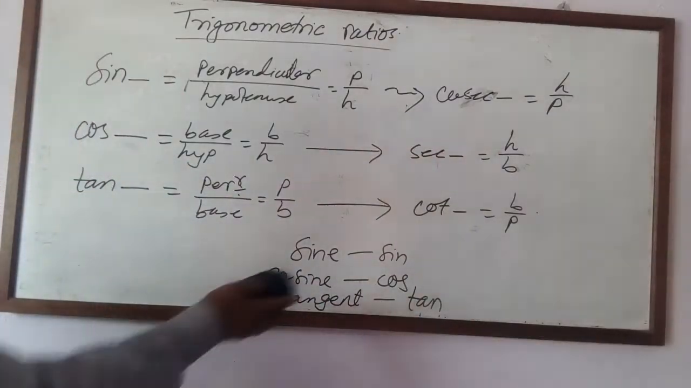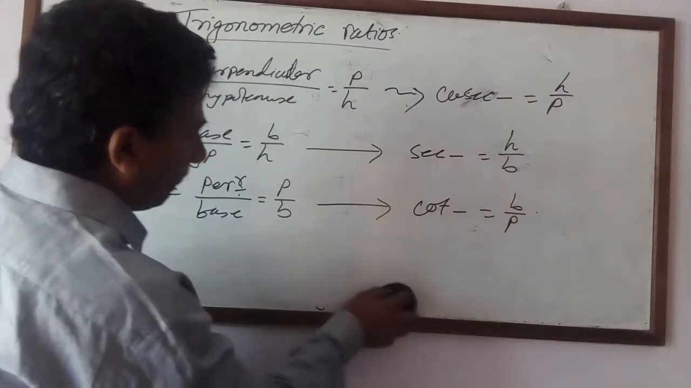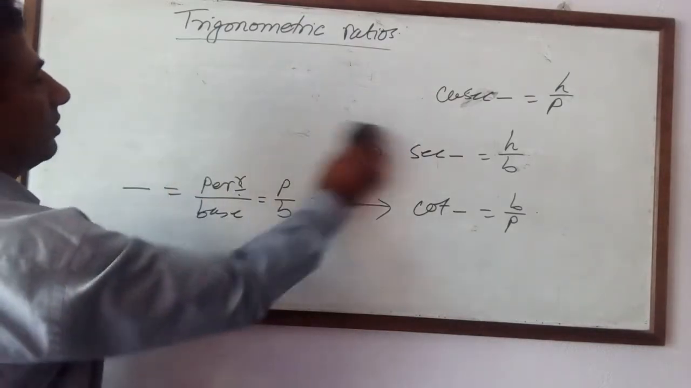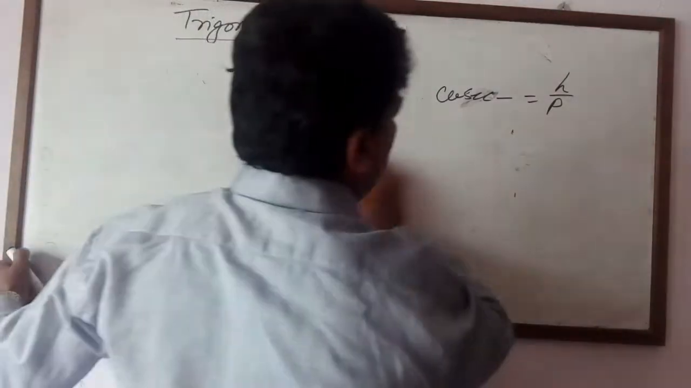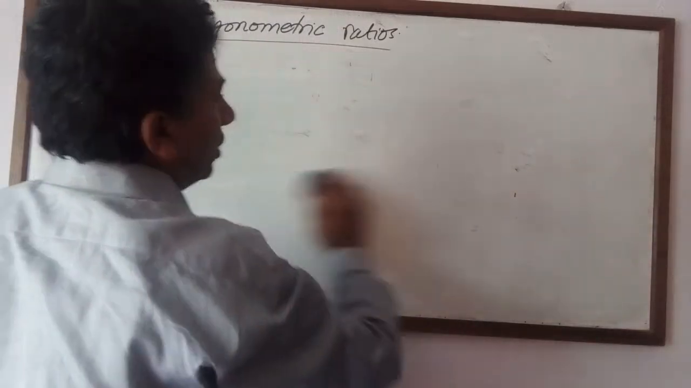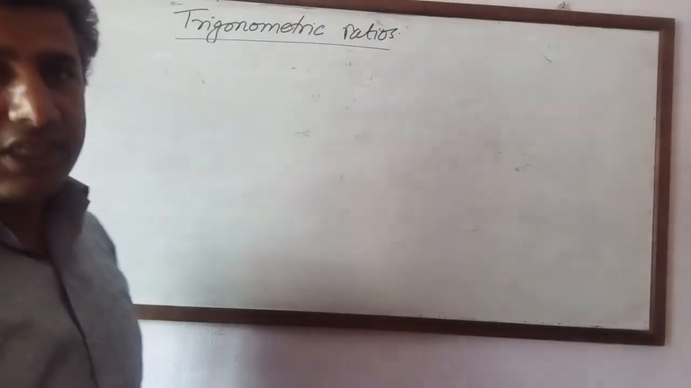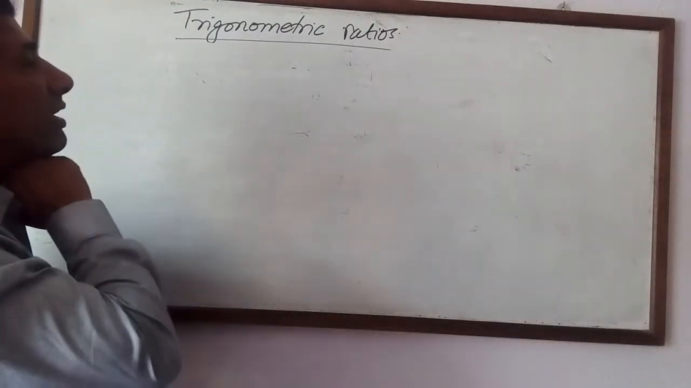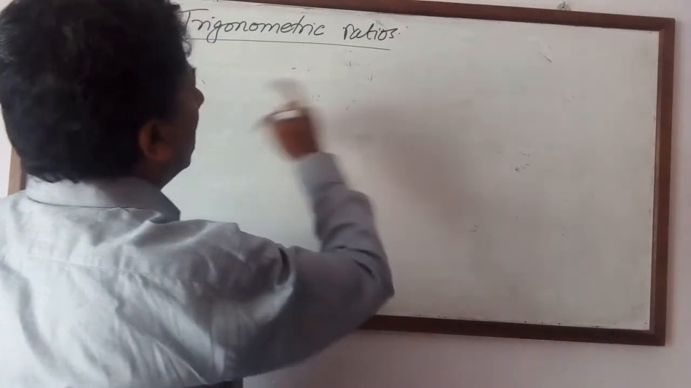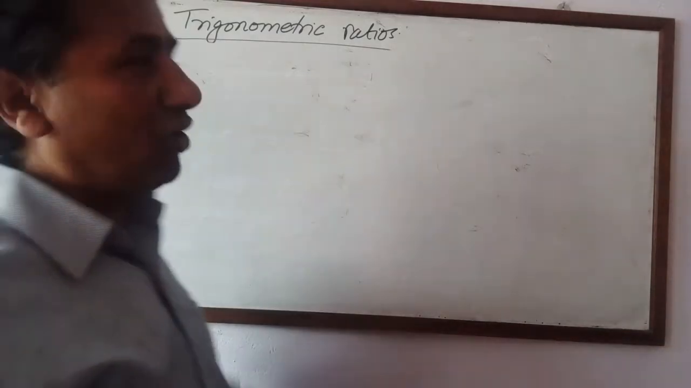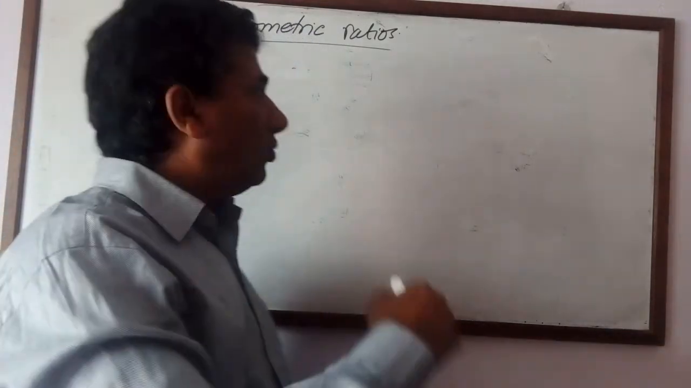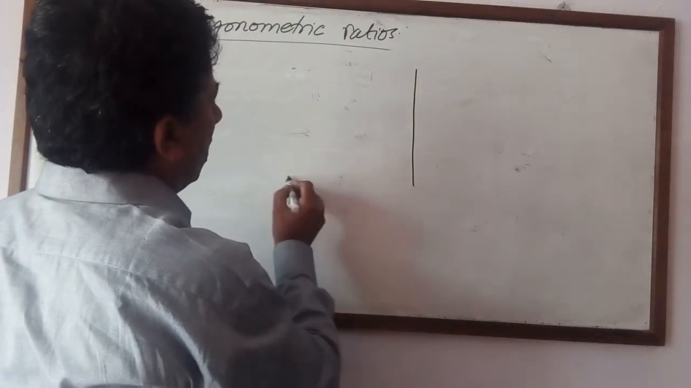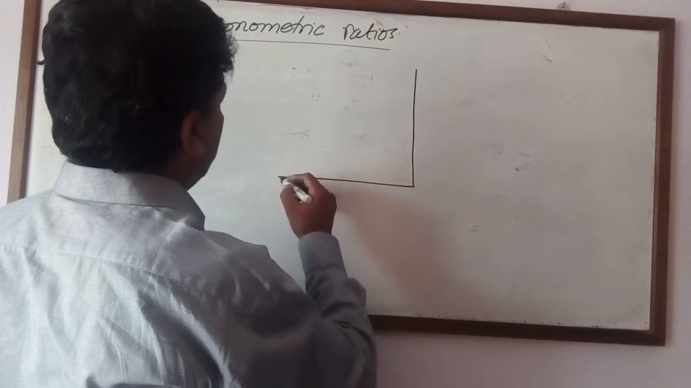Now, how to remember this? You have so many methods. These six ratios which I just wrote are called the six trigonometric ratios. With the help of these six trigonometric ratios, we can start the exercise. Now first of all we have to derive the relation formula.